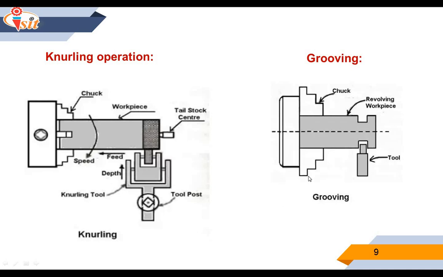Okay. Next operation is the grooving operation. Grooving is the process of reducing the diameter of the workpiece over a very narrow surface. It is done by a groove tool. This is the groove tool, and the grooving tool is similar to the parting tool, and it is often done at the end of a thread or adjacent to a shoulder to leave a small margin.